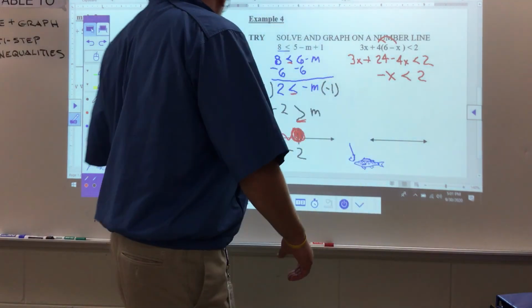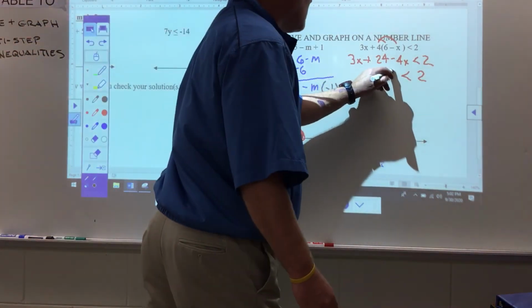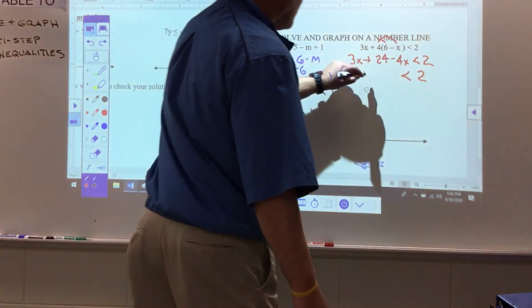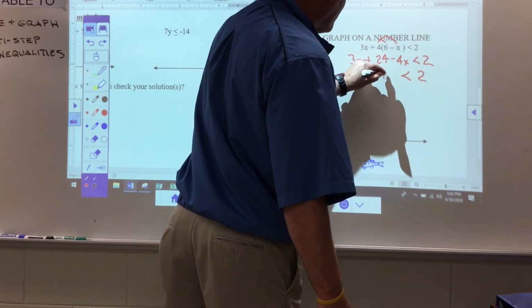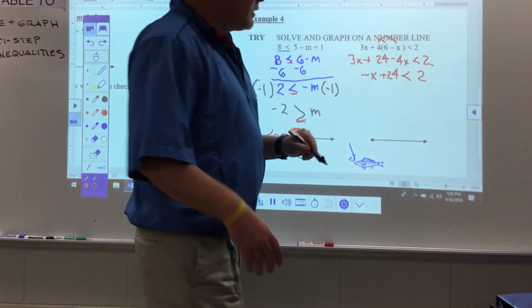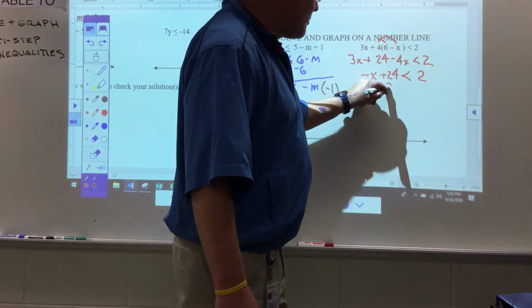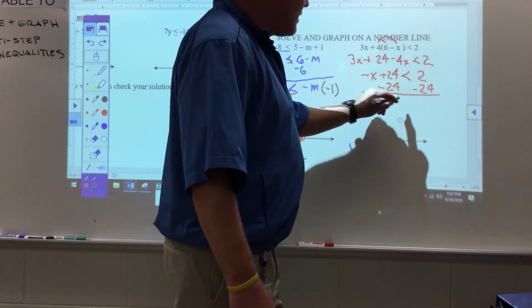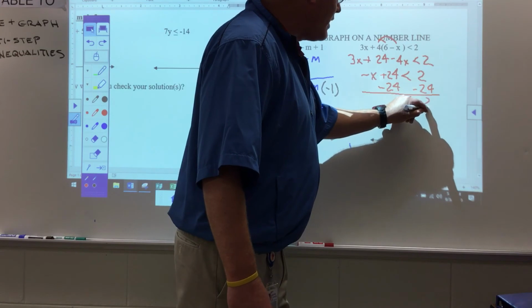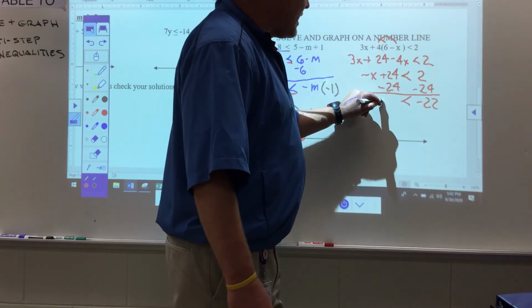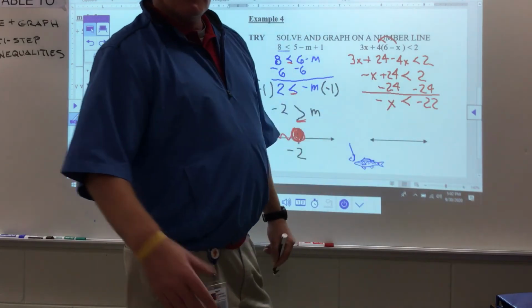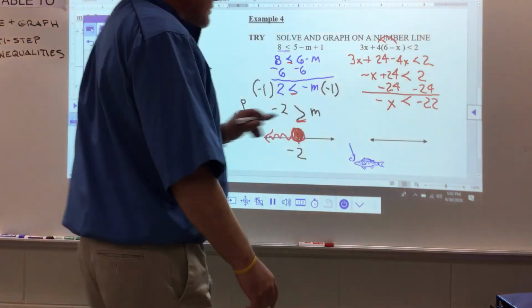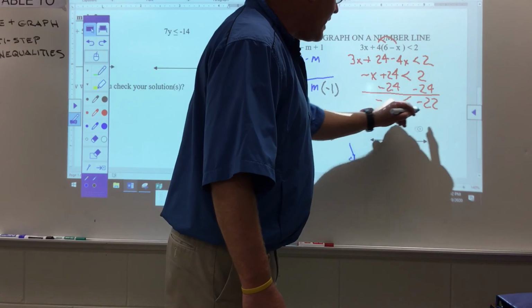So let me move this. Sorry, guys. Let me write it this way. -x plus 24. Make it look like a one-stepper. It's really a two-stepper, but we'll subtract 24 from both sides. Clean that up. We got -22 on this side. We have a -x on that side. Here's another way you can get rid of that negative sign. Let's go in here and just divide by -1.